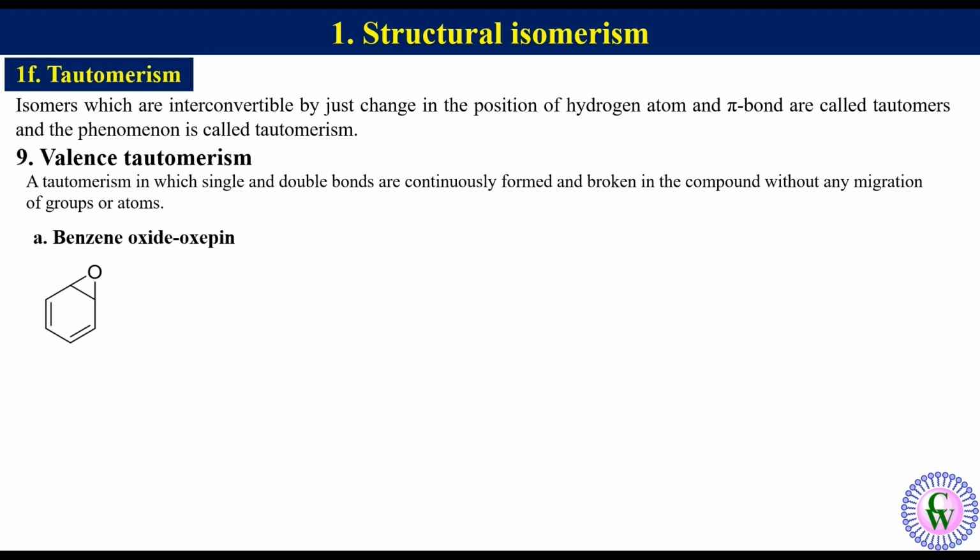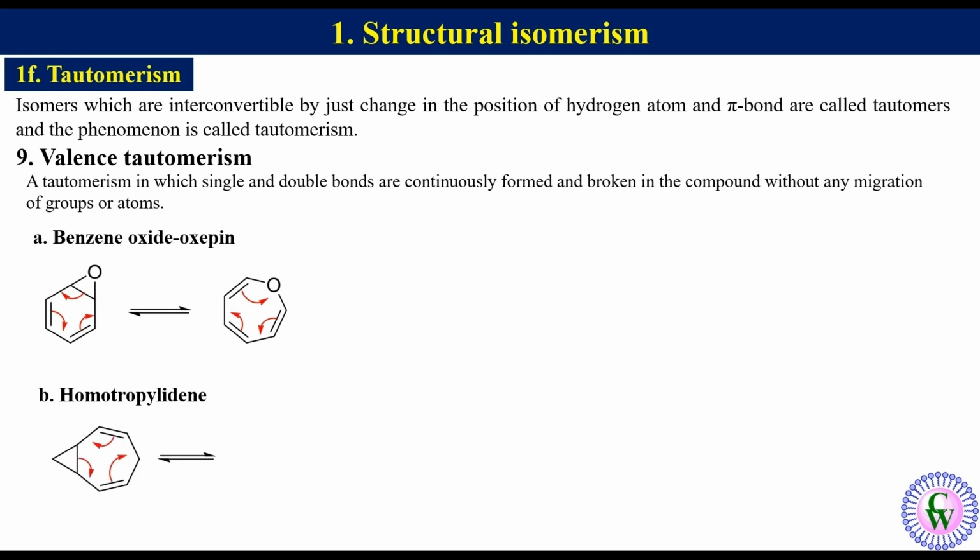Benzene oxide undergoes electrocyclic ring opening like this to produce oxepine. Oxepine undergoes electrocyclic ring closing to produce benzene oxide. Thus, these two compounds exist in equilibrium and act as an example of valence tautomerism. Second example is homotropylidene. It undergoes Cope rearrangement like this to produce an equivalent structure.